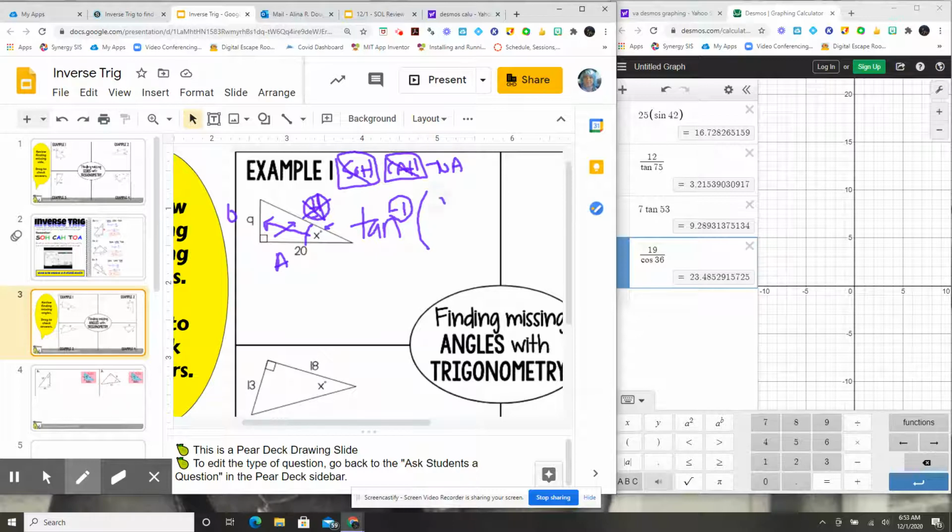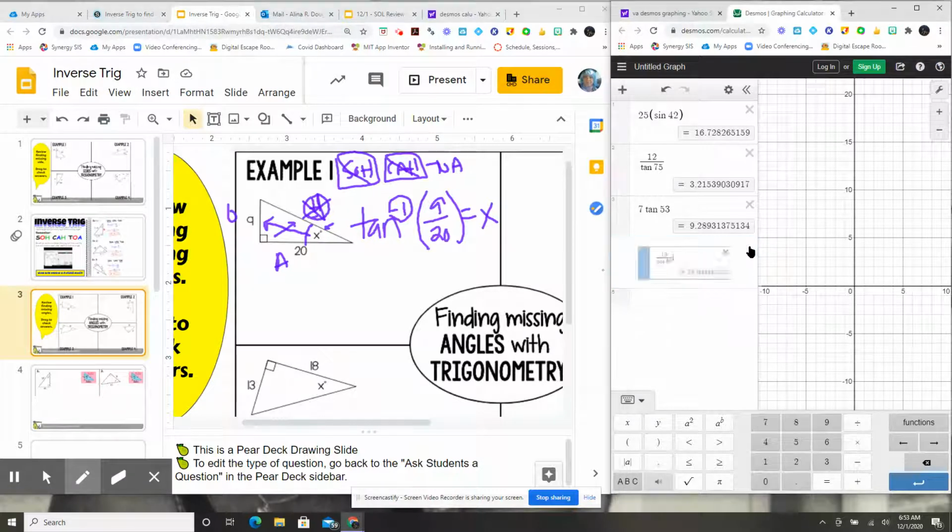Opposite over adjacent, 9 over 20, and that equals x. So instead of putting your angle next to the tangent, you're putting your ratio next to the tangent and you're finding your angle. So I'm going to come over here, my Desmos. I'm going to show you what that looks like over here.